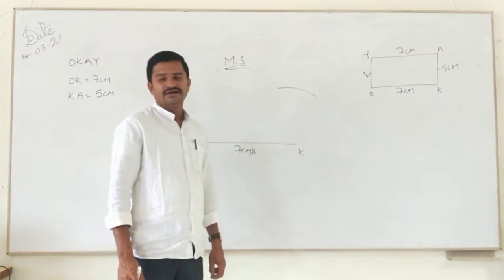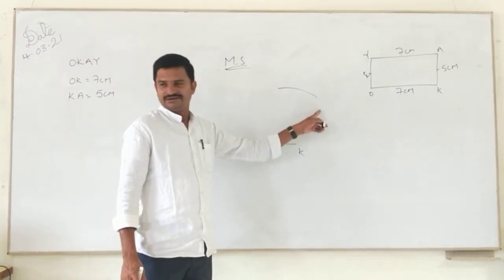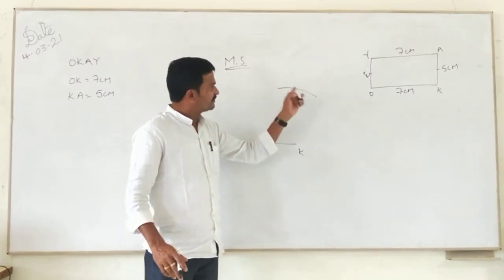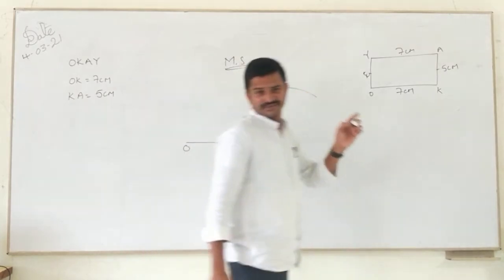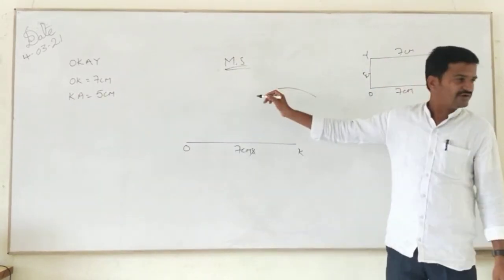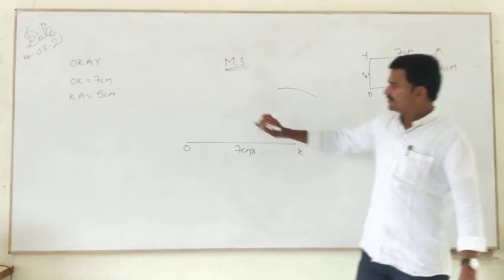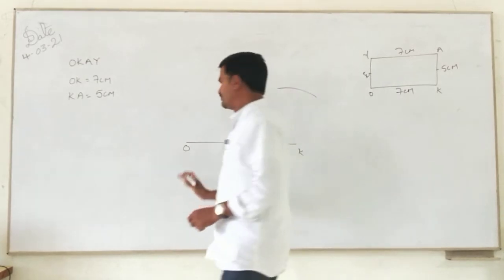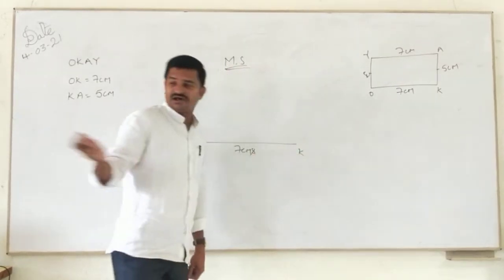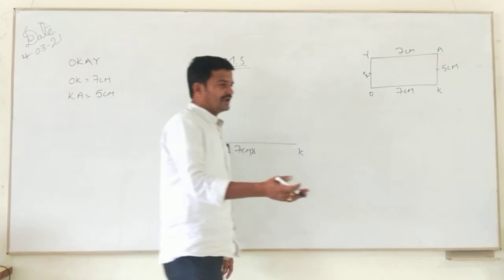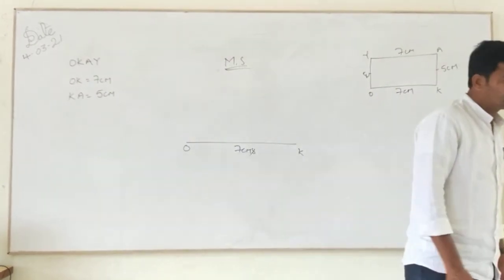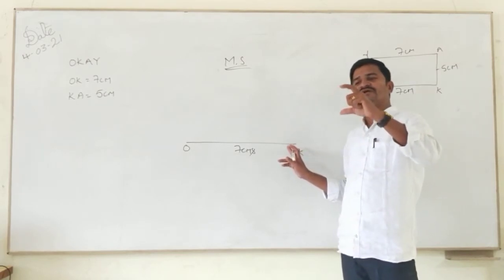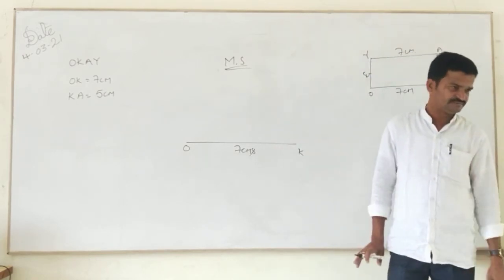If you draw the arc, on this arc where will point A lie? Here or here, we don't know. Even if we take it here, it is also 5, so we can't tell. So what will we do? As we all know, in a rectangle all the angles are equal to what? 90 degrees. Now, from K, with 90 degrees, an angular ray you have to draw.